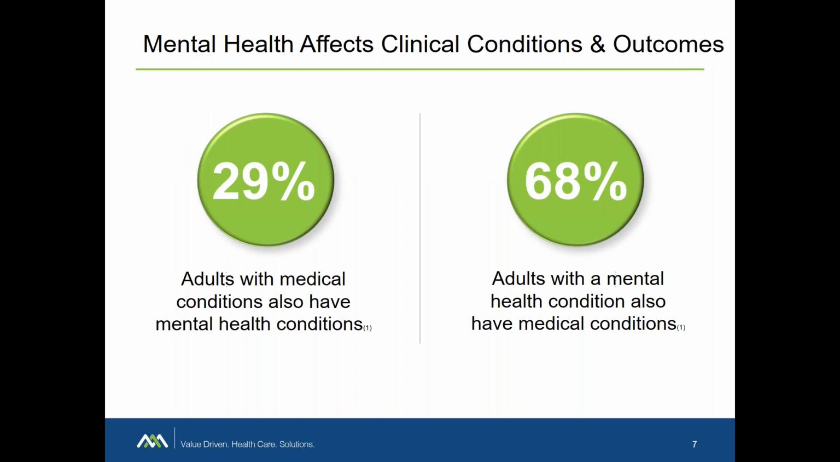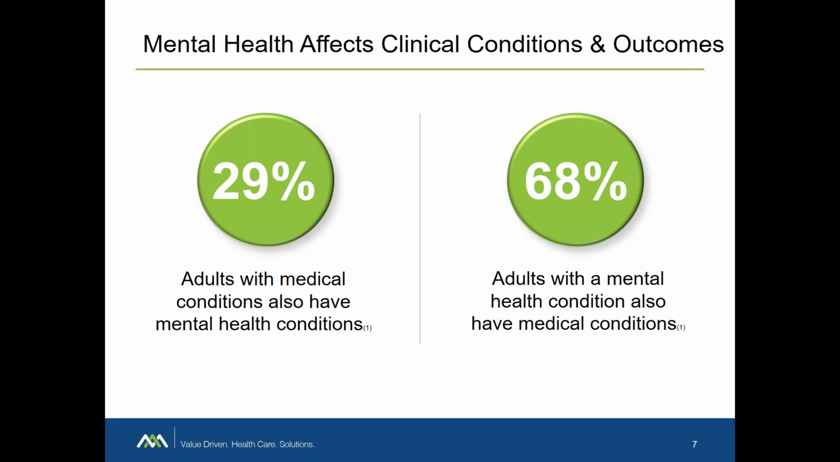I want you to focus in on these two circles here. On the left, the 29% is what one study produced that said 29% of adults with medical conditions also happen to have mental health conditions. And I believe, from my experience in conversations with primary care providers, that 29% is low. You've probably seen that perhaps in your own practice. Actually, from my experience, it's 40% and upward. But let's just say it's close to 30% here.